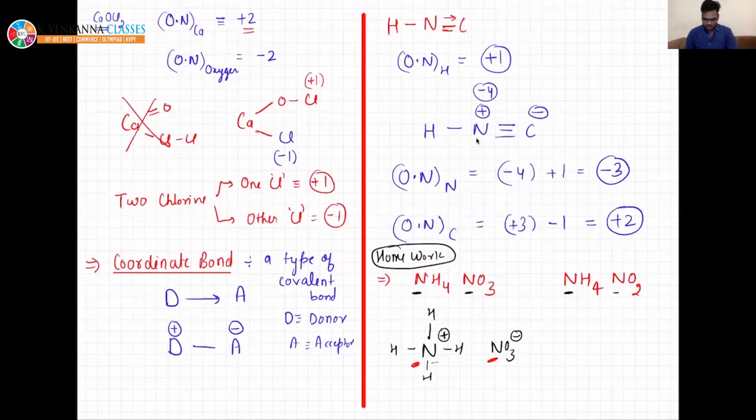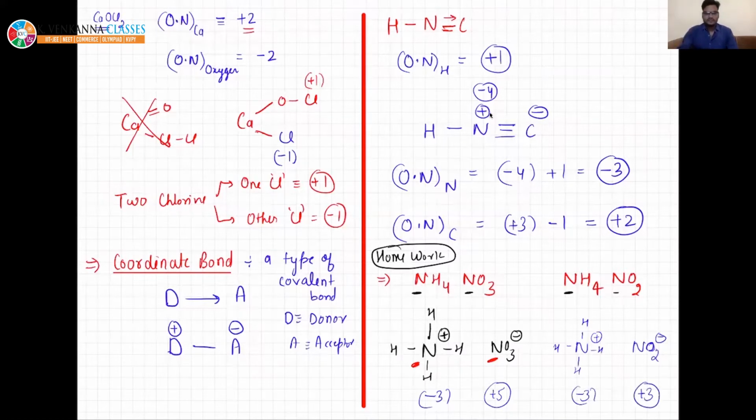In this case, there are 4 hydrogens, so nitrogen will get -4 because hydrogen is less electronegative. -4 and +1, so in this case nitrogen is -3, and in nitrate it is +5. This is how you are going to solve it. In this case also, this is ammonium, so you need to have the skill to identify that it is having an ammonium ion, and this is NO2 minus. So if you try, this is -3 and this is +3.